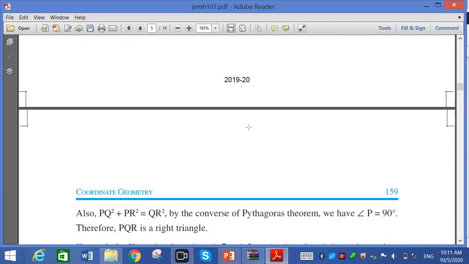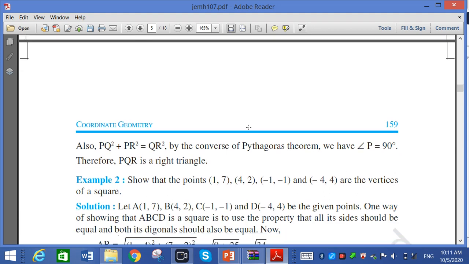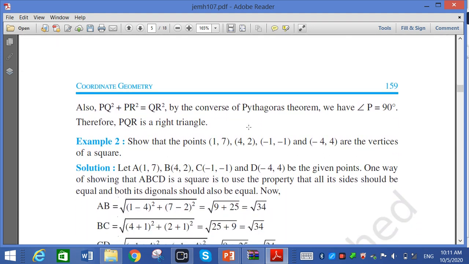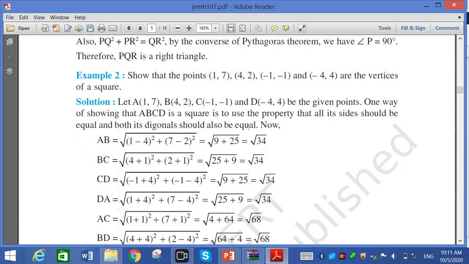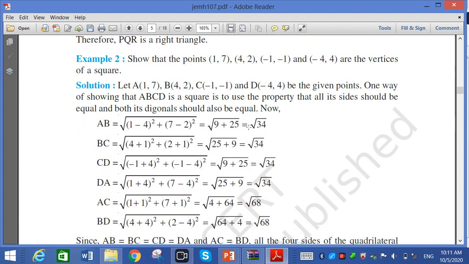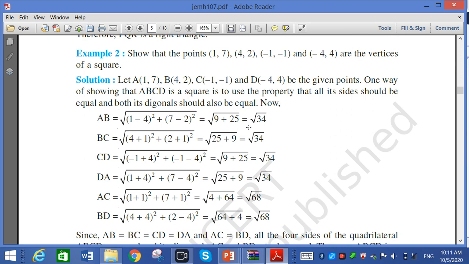Now, one more sum related to the distance formula. Example number 2: show that the points are vertices of a square. So here A(1, 7), B(4, 2), C(minus 1, minus 4), D(minus 4, 4). What do I have to prove? By using the distance formula, I have to prove it is a square.